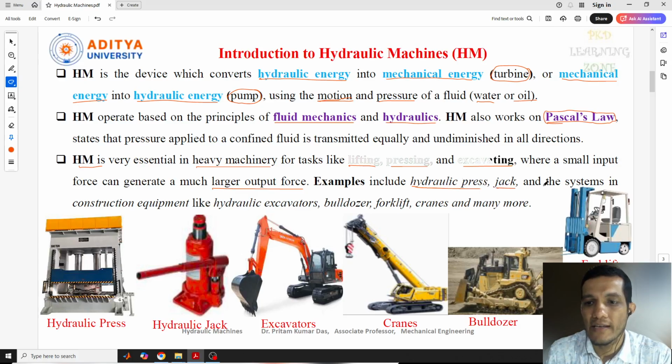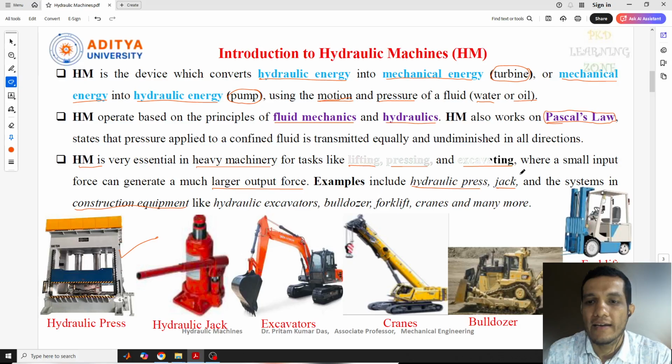Some examples of hydraulic machines are the hydraulic press, the jack, and the systems in construction equipment. Many more examples are there. A few examples are taken here, like the hydraulic press you can see here, which is used for many purposes.